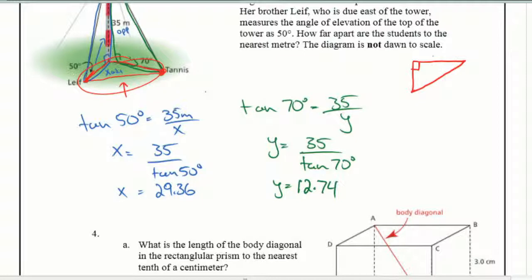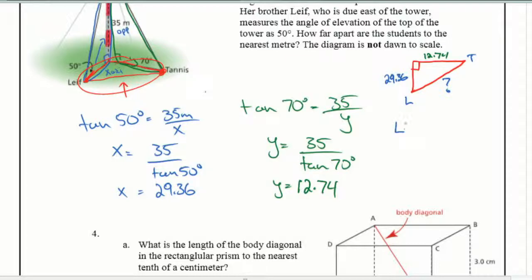All right, so I know that this is 12.74. I know this side over here is 29.36. Clearly my diagram is not drawn to scale, but that's not going to affect it too much. I have a right angle triangle. There's Leaf down here, this is Tanis up here. I need to know this side. So I'm going to just use the Pythagorean theorem.